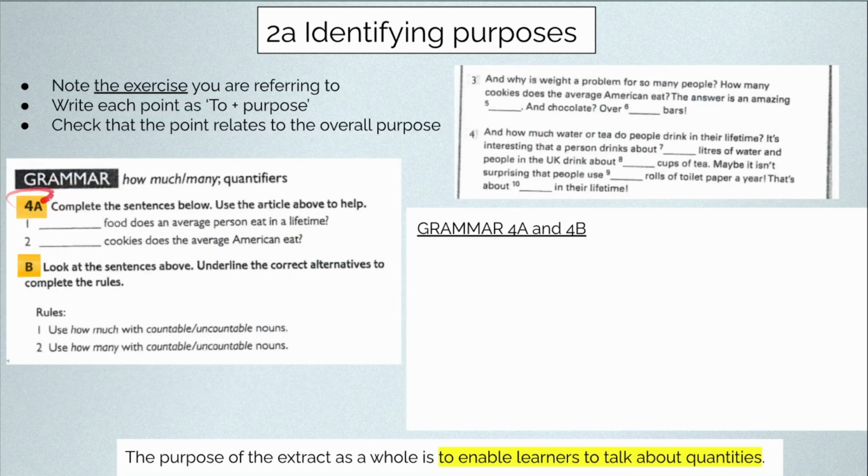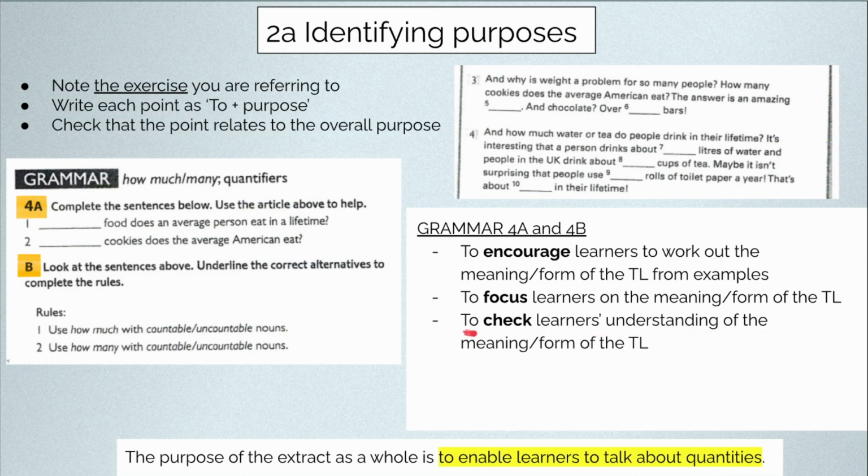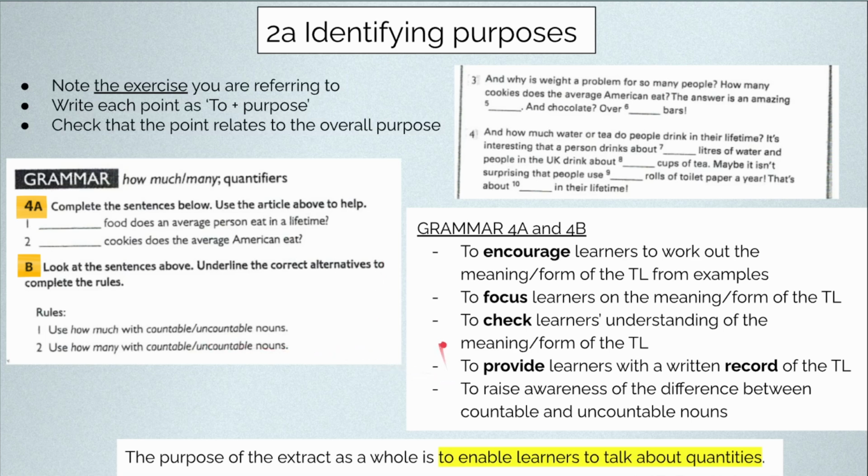For grammar 4a and 4b, where students have to complete these sentences and work out the rules, we have a number of purposes to this: to encourage learners to work out the meaning, form and use of the target language from examples, to focus learners on the meaning, form and use, to check learners' understanding, to provide learners with a written record, and specifically for this grammar point, to raise awareness of the difference between countable and uncountable nouns. So a number of different valid points to be made here.